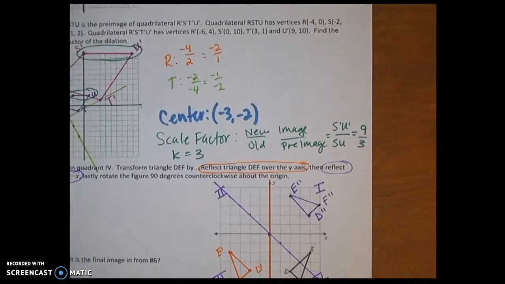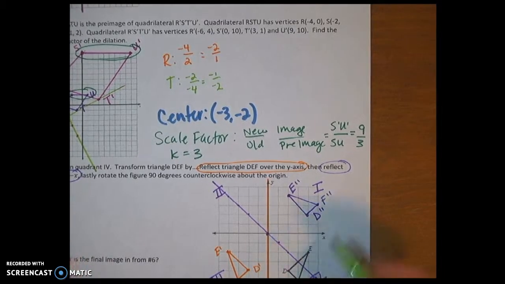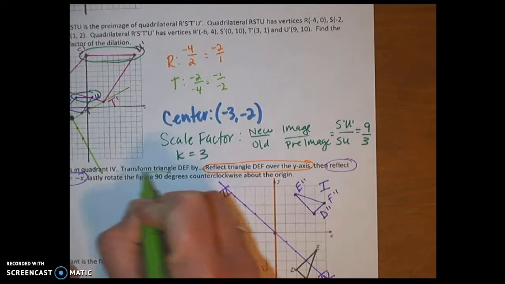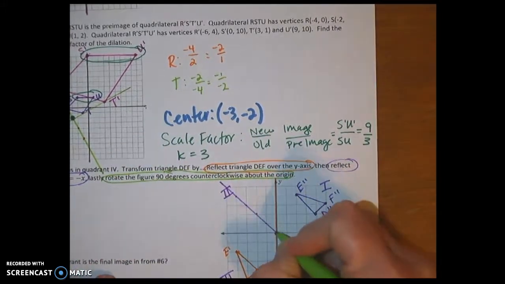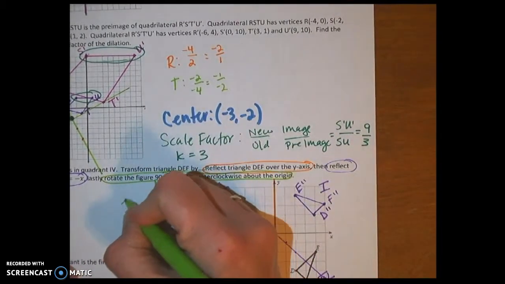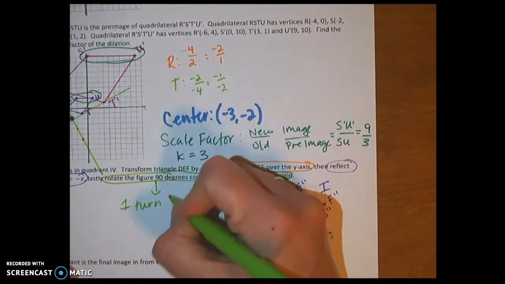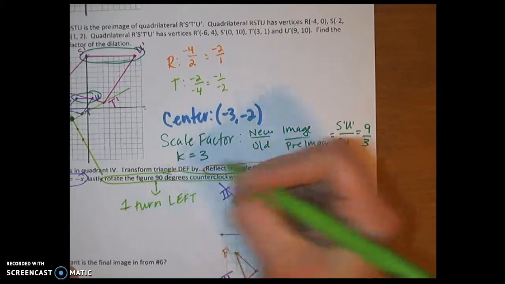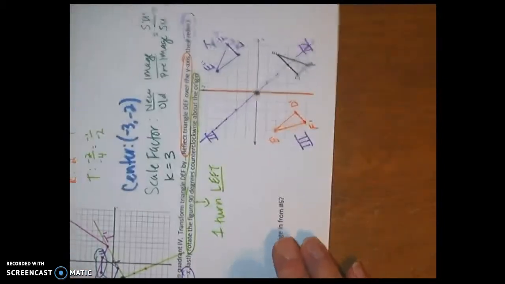All right, so the very last transformation that we have going here is a rotate 90 degrees counterclockwise about the origin. So it's nice that it's about the origin. This tells us right here that it's one turn. And we know because it's counterclockwise, we are going to go lefty. So I'm going to take my paper and I'm going to turn it once to the left.